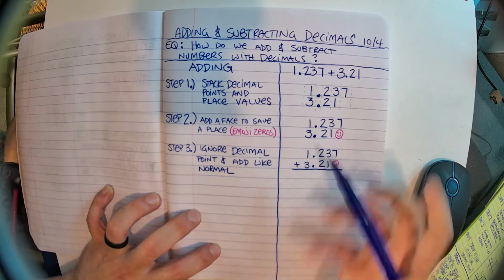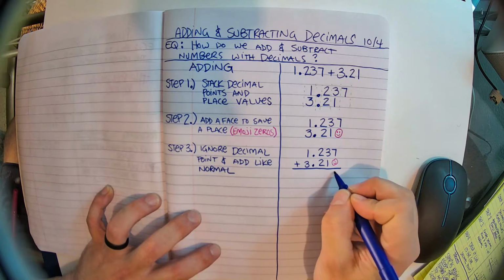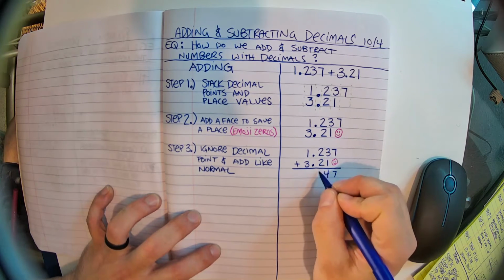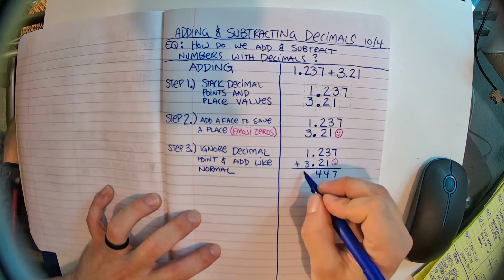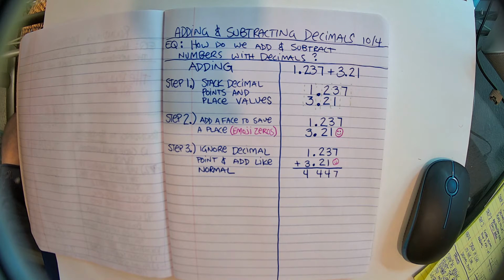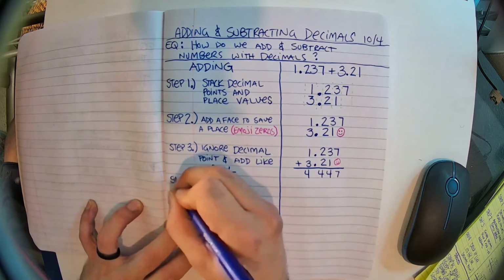All right. So 7 plus 0 is 7. 3 plus 1 is 4. 2 plus 2 is 4. And 1 plus 3 is 4. So far, we just pretended like the decimal point wasn't there. Now, our answer is not 4,447. So we have to do this final step.